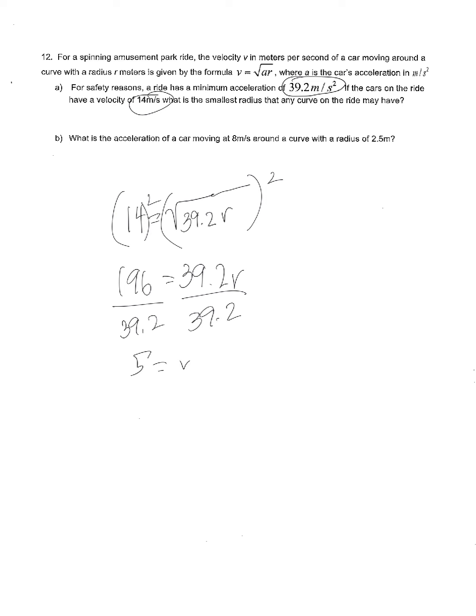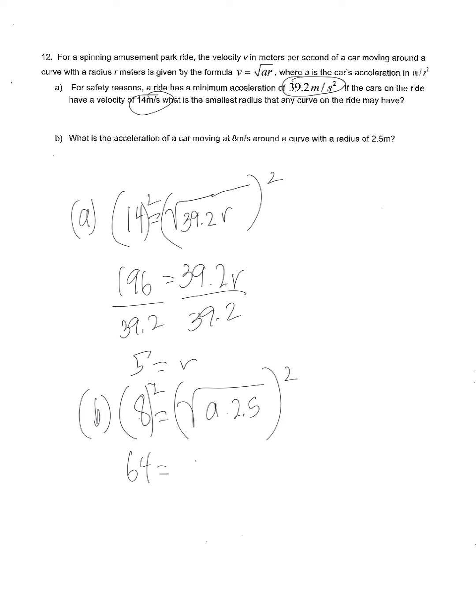And then for B, they want the acceleration, and they're giving us the velocity. 8 is equal to the square root of radius times A. They're giving us the radius, and they want the acceleration. So A times 2.5. Square both sides. 64 is equal to 2.5A. Divide by 2.5. And then we have 64 divided by 2.5 is 25.6. So acceleration is equal to 25.6.